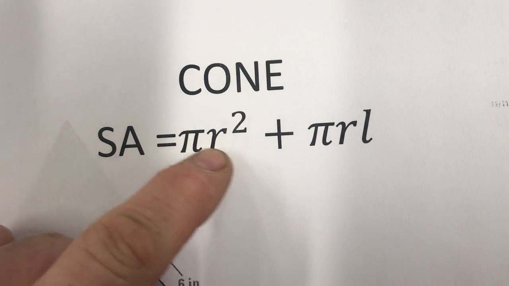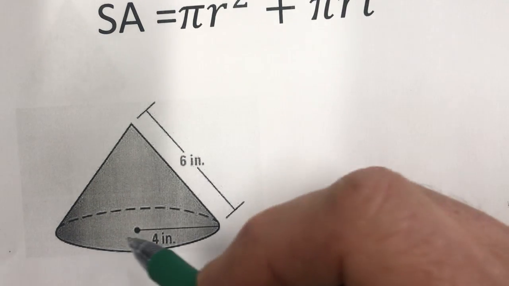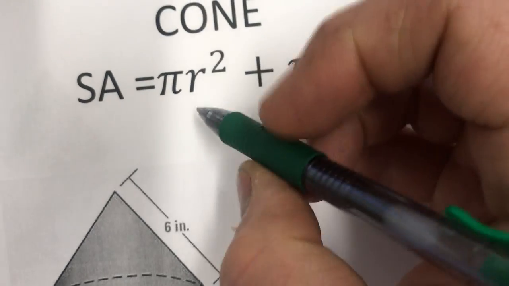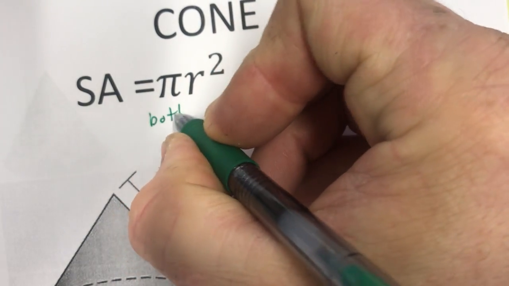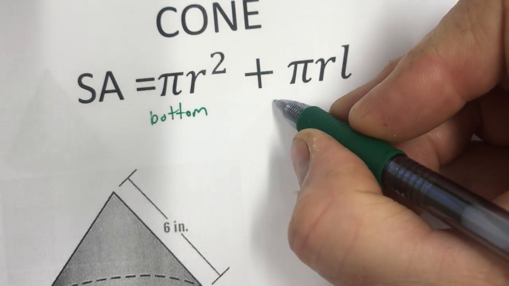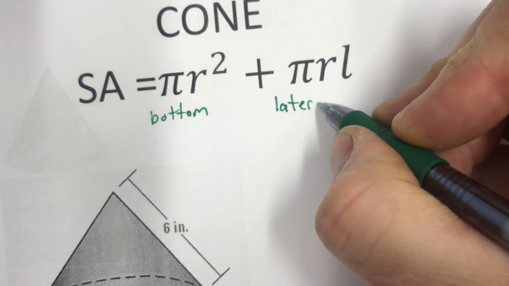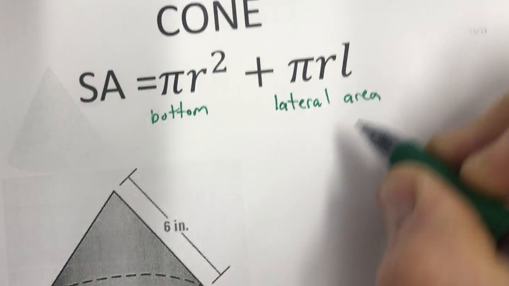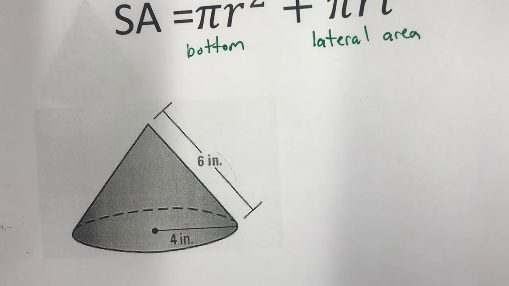Now pi r squared, this is a circle. And so in a cone, this bottom piece is a circle. So this right here tells you the area of the bottom. And then this right here tells you what's called the lateral area, which is the area that goes around the side of it.